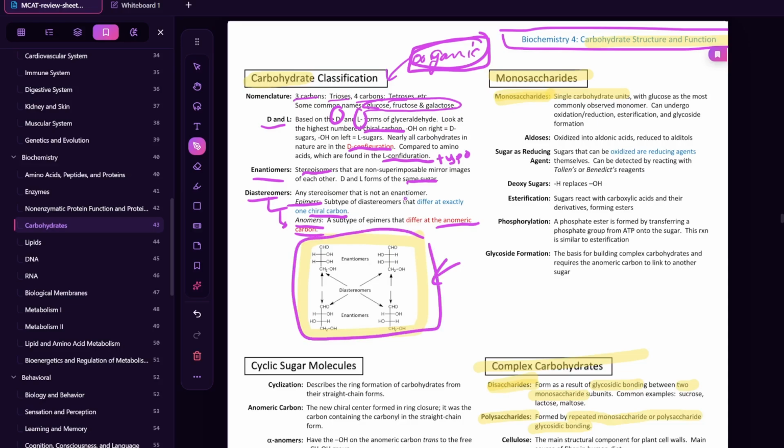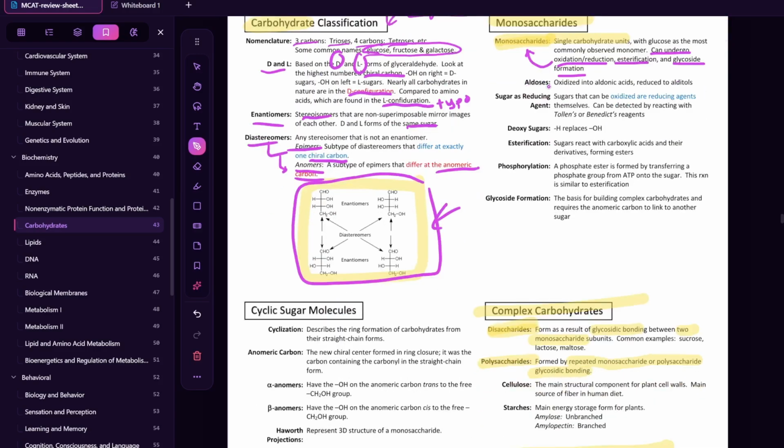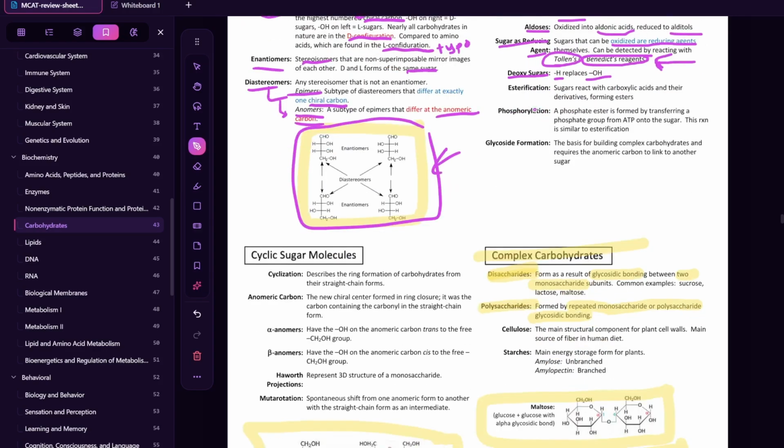For monosaccharides, we know that they can undergo oxidation, reduction, esterification, and glycoside formation. This is what a monosaccharide can undergo. Aldoses are oxidized into aldonic acids and reduced to alditols. Sugar as a reducing agent: sugars that can be oxidized are reducing agents themselves and can be detected by reacting with Tollens or Benedict's reagents. This is important here, Tollens or Benedict's reagents. So understand this.